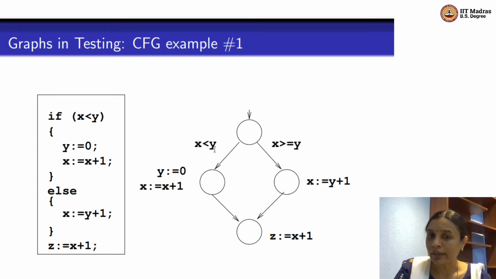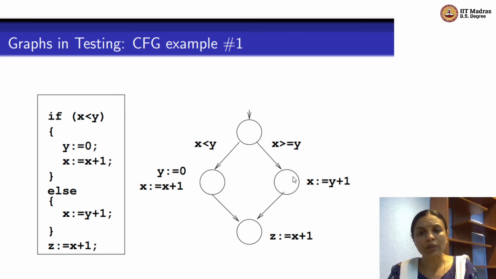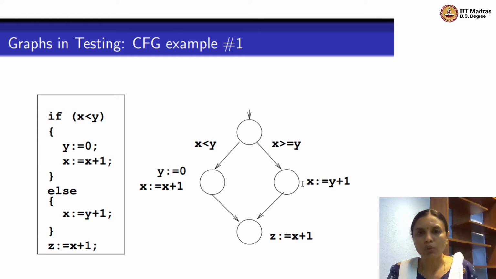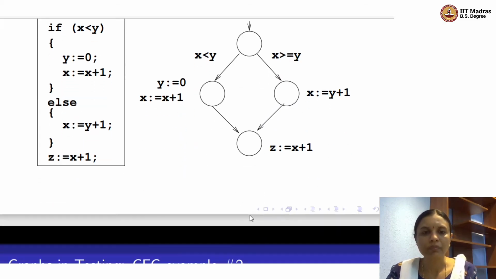If x is not less than y, that is, if x is greater than or equal to y, or the condition of the if is false, then it takes the else part and goes to this statement where x is equal to y plus 1. So that is this node on the right. Whatever it is, one of these will be executed, and after this, the last statement, z is equal to x plus 1, will be executed. We will learn this more thoroughly, properly. This is just meant to be an illustrative example for you.